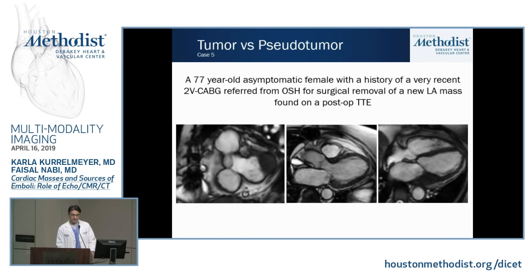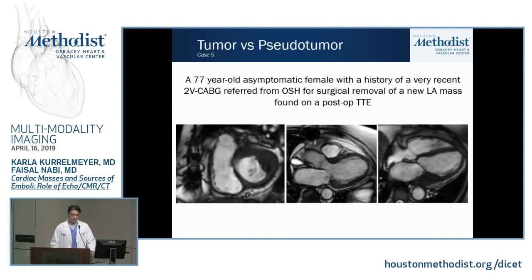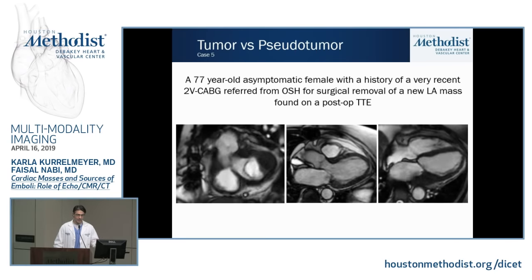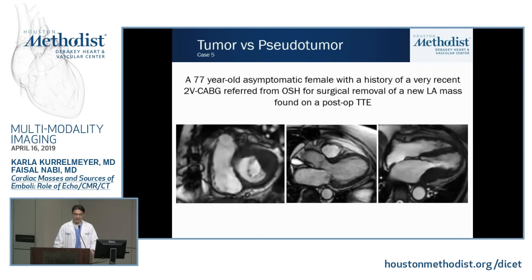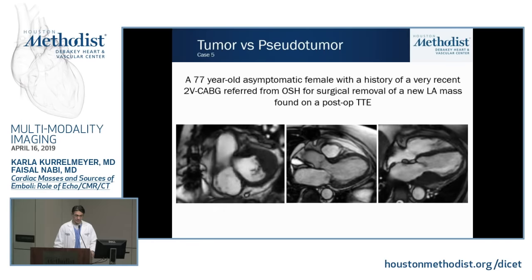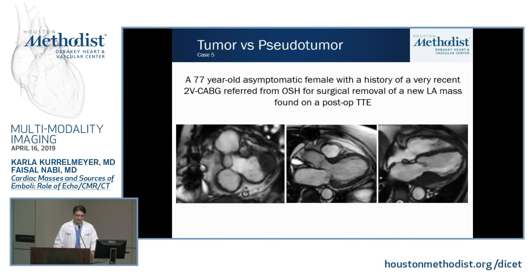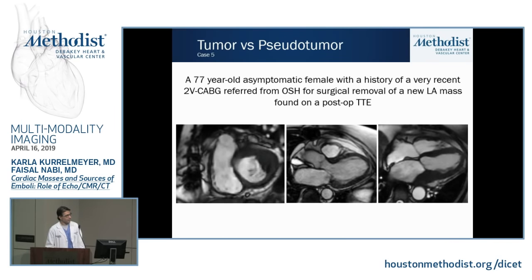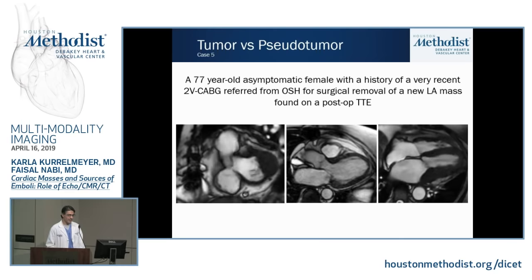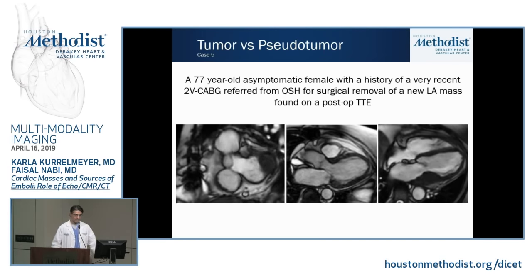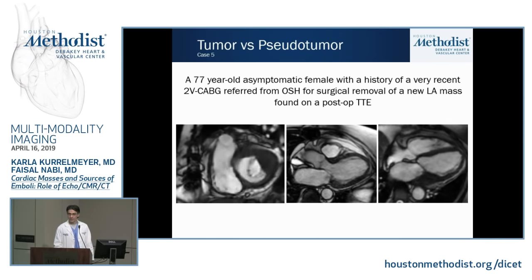So here's another case. This is a real example. This case was referred to us from Louisiana to Dr. Reardon to operate on a mass. What was interesting was that just a little while earlier, this patient had two-vessel bypass at this outside facility, and on a post-op echo, they seemed to have diagnosed a new left atrial mass. So here's this mass. You can see it's located in the left AV groove. It seems very large. What is it?